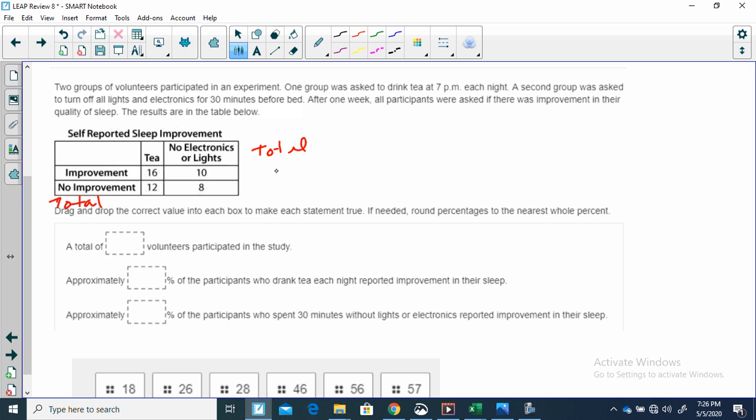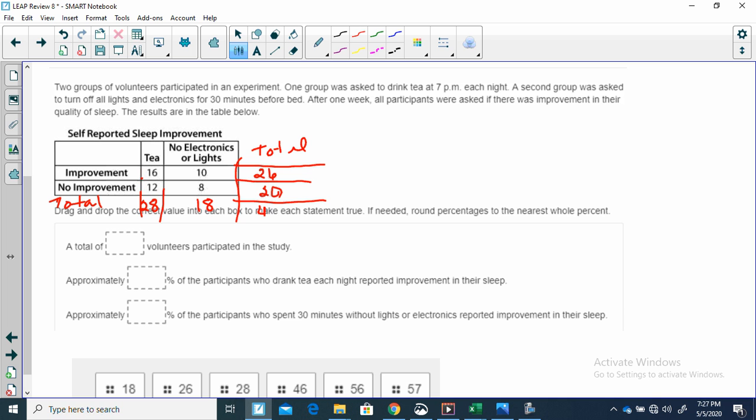Now let's see what it asked me. A total of how many volunteers participated in the study? So the first thing we need to do is figure out the total number of people that participated in the study. Okay, so let's do this. The total of people who had tea was 28, right? 16 plus 12. The total of those who did no electronics or lights was 18, okay? The total that saw improvement was 26. The total that saw no improvement was 20. How many total people participated?